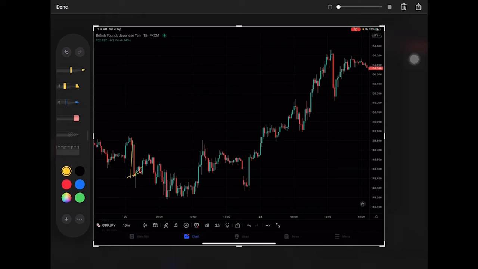So let's see. You see it makes like this, and then like this, and then it breaks. As you can see, one support, one resistance, it breaks. This one, it breaks three resistances. Never mind.